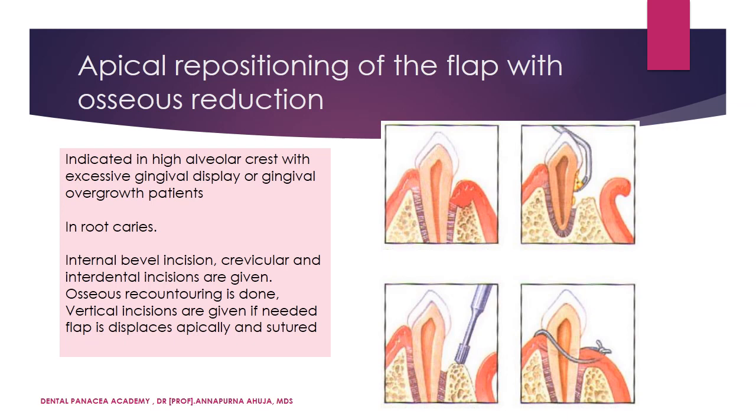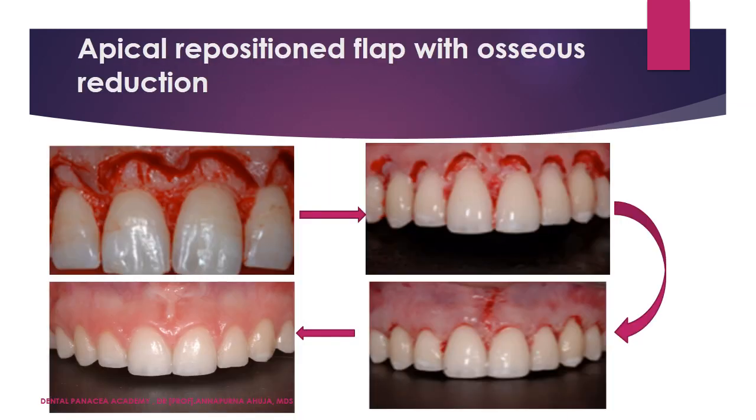Then coming to apical repositioning of the flap with osseous reduction, indicated in high alveolar crest with excessive gingival display or gingival overgrowth patients in root caries. So what are we going to do? Internal bevel incision is given, clavicular incision is given, flap is elevated. Third picture, osseous recontouring is done. Vertical incisions are given if needed, then flap is sutured back.